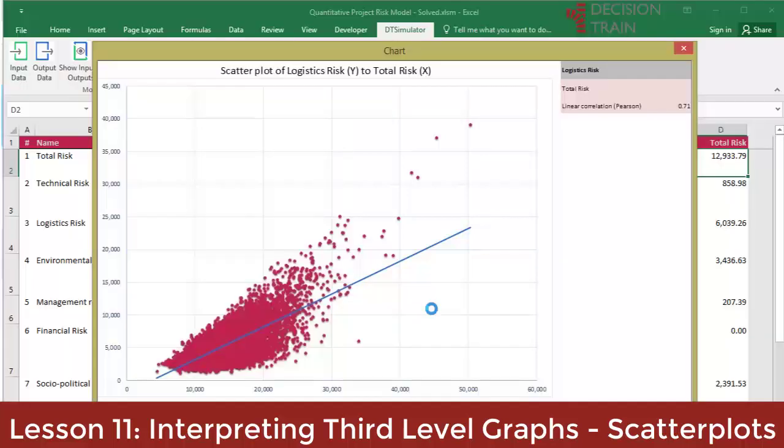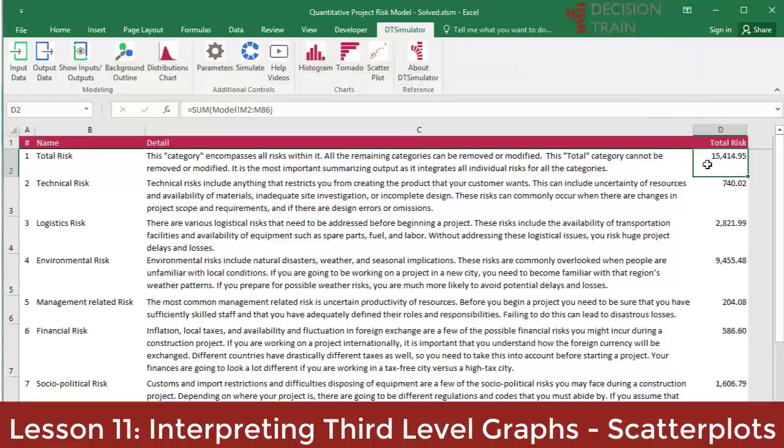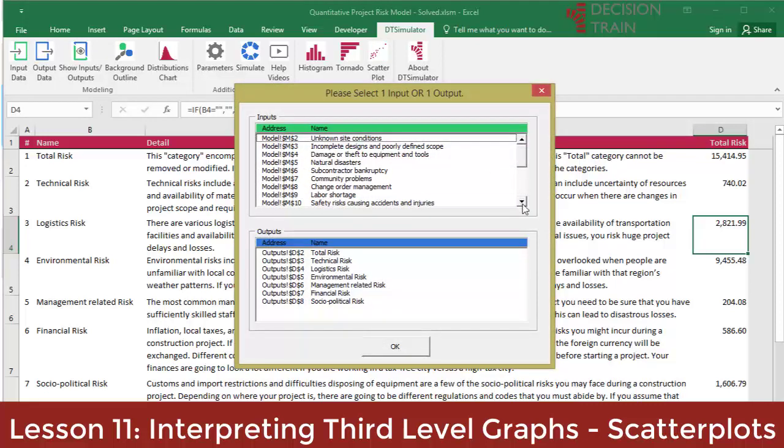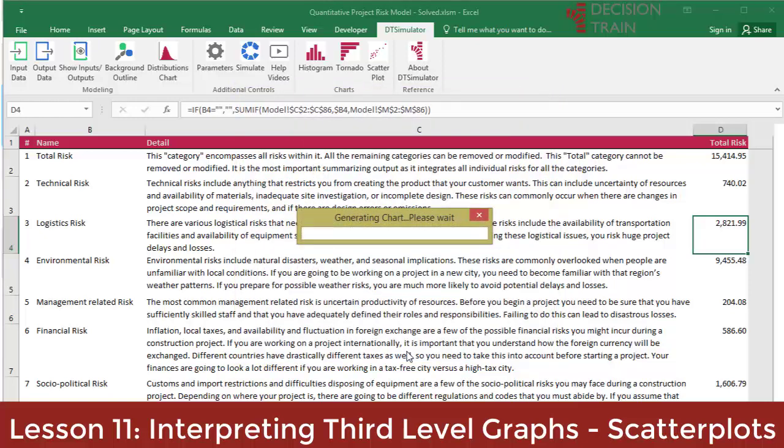Now, with your cursor placed on top of cell D4 for logistics risk, knowing that availability of construction materials is its main driver, click on the scatterplot icon and select this latter risk from the dialog box. Then click OK. We observe the relatively high correlation coefficient of 0.88 between this risk and its category.